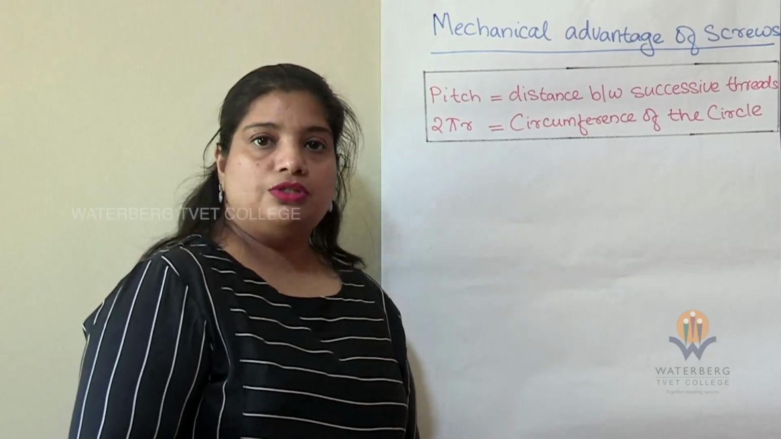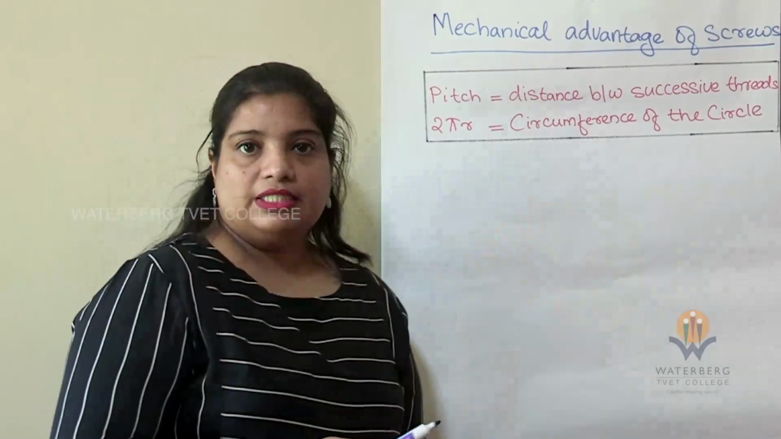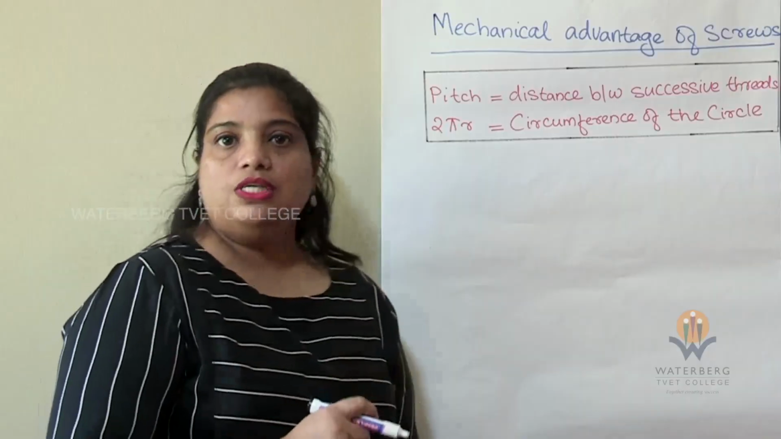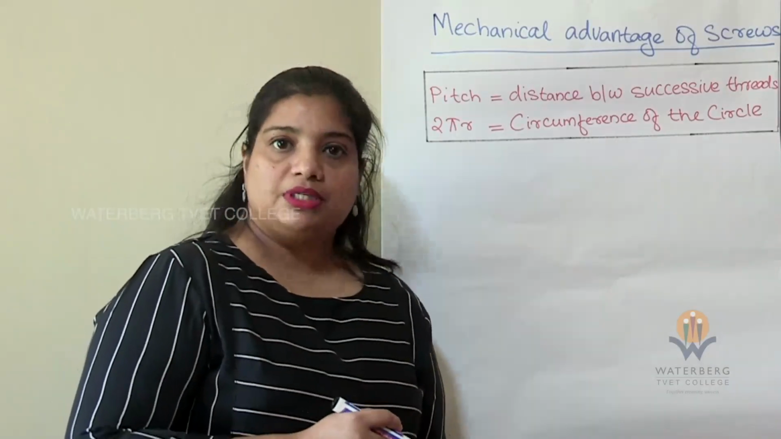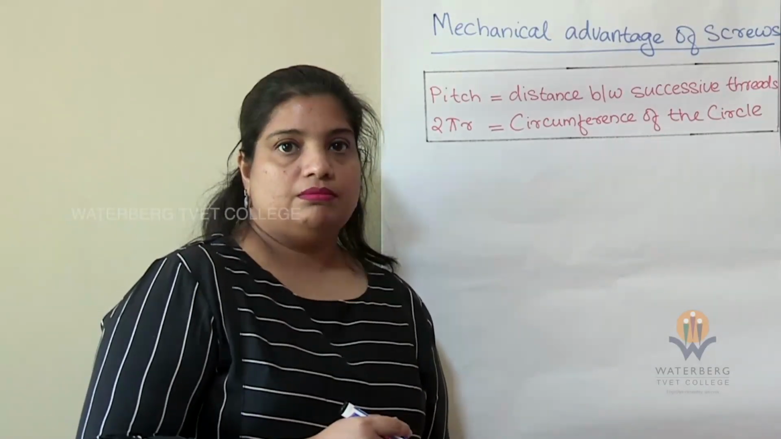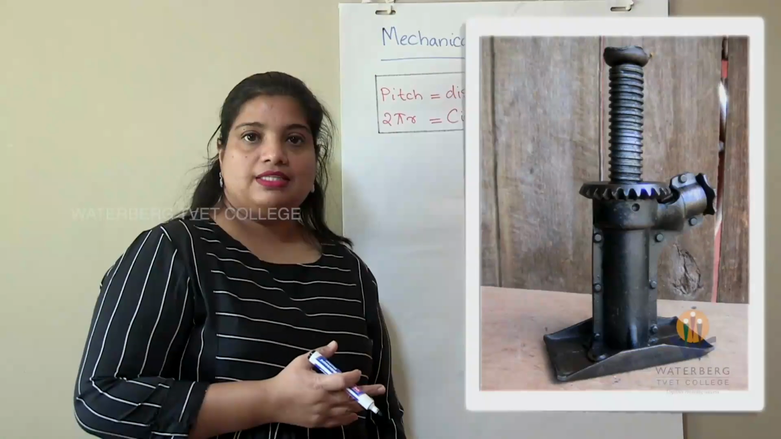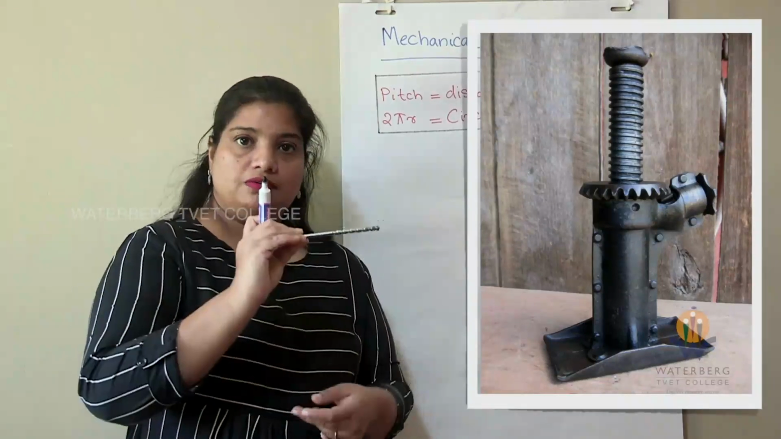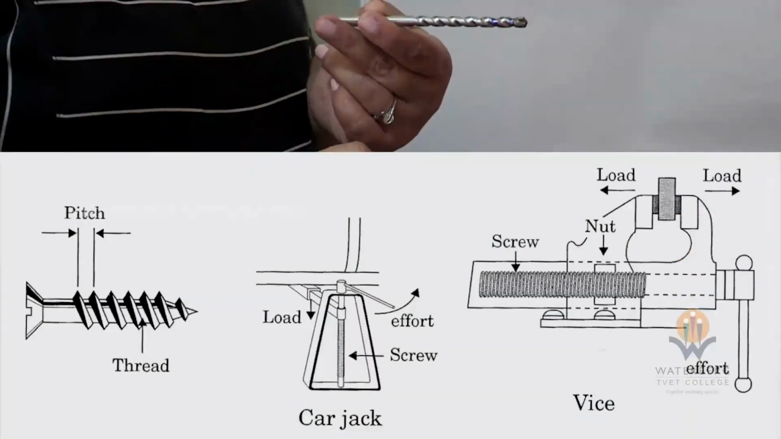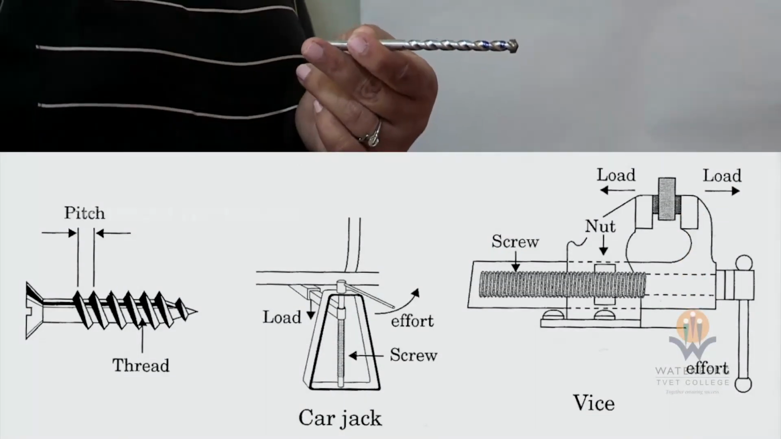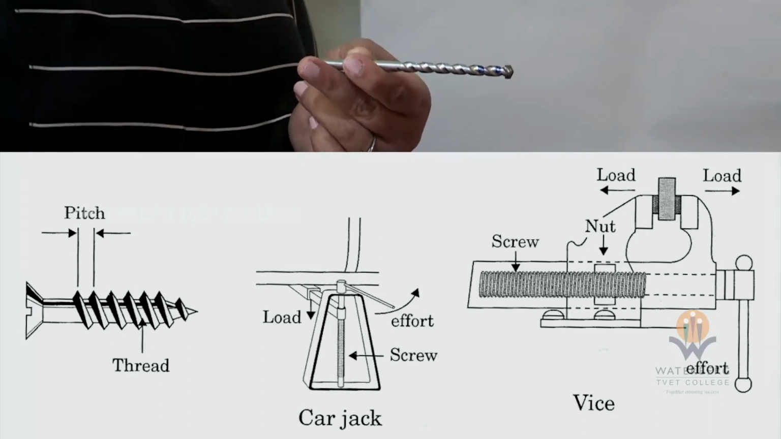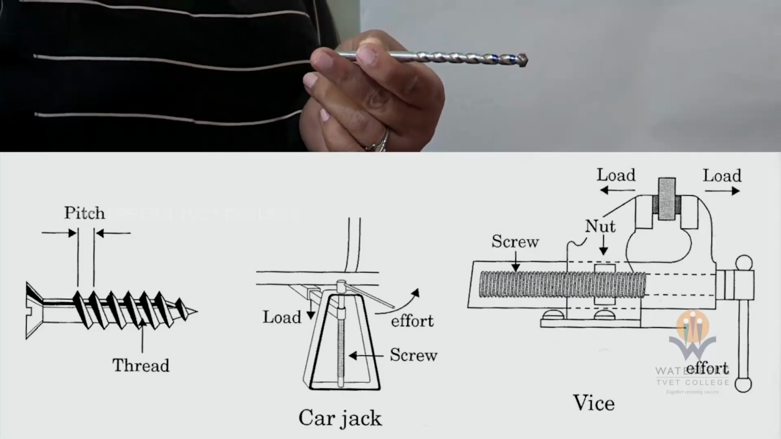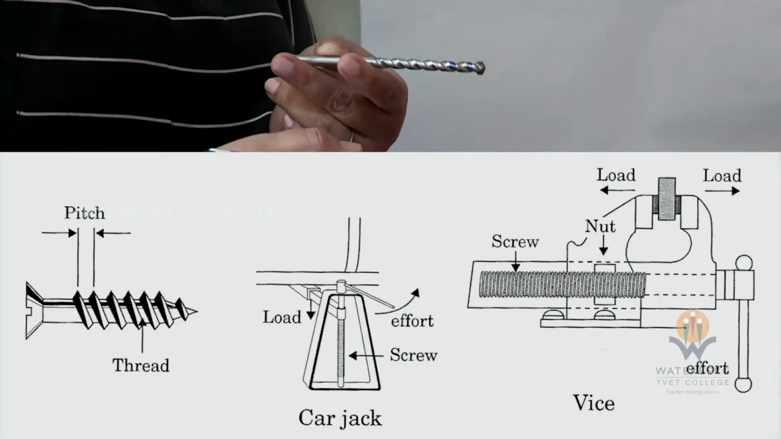Next, we are going to discuss mechanical advantage of screws. What is a screw? A screw is an inclined plane wrapped around a cylinder. Screws are part of devices such as car jacks and bench vises. You are all familiar with this screw. We are going to talk about an important term called pitch. Pitch is the distance between successive threads on a screw or a jack.